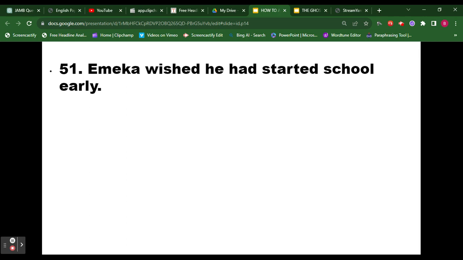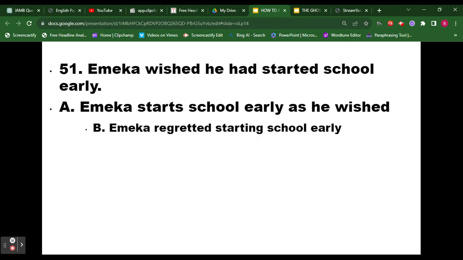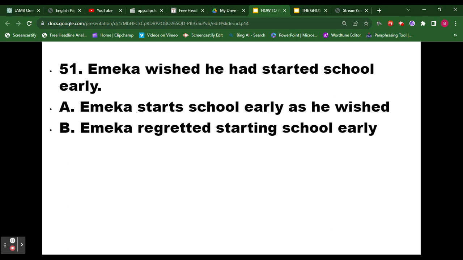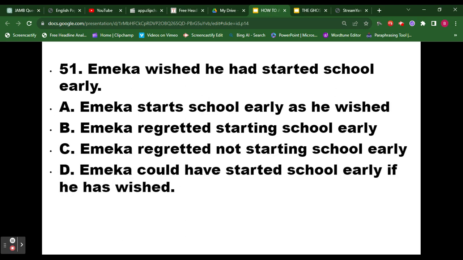Emeka wished he had started school early. A, Emeka started school early as he wished. B, Emeka regretted starting school early. C, Emeka regretted not starting school early. And D, Emeka could have started school early if he had wished.